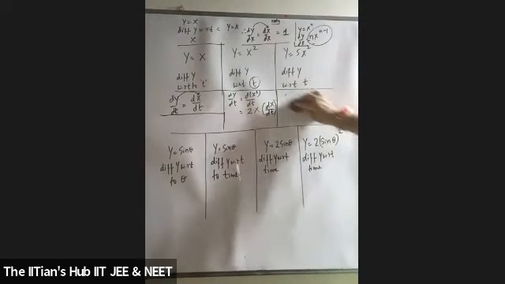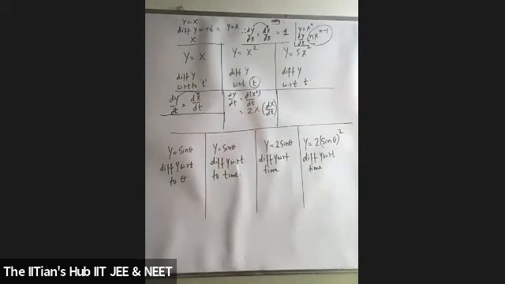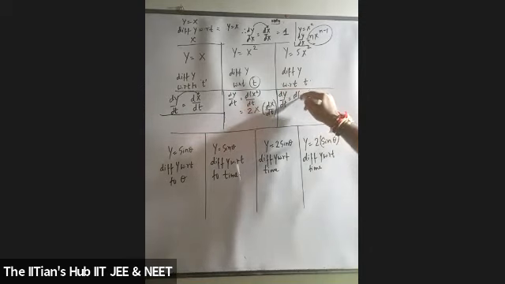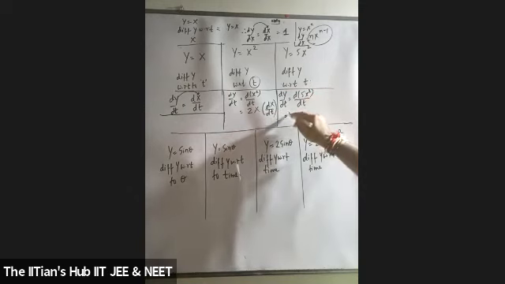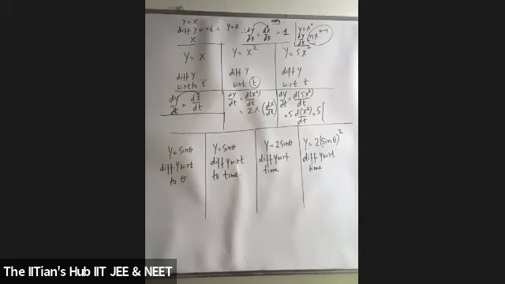Now Gauri, please go for the next one, the third one. Yes, sir. That would be dy by dt is equal to d by dt of 5x square, which is 5, will take it out because it's a constant, into 2x into dx by dt. So the final answer would be 10x dx by dt. Absolutely correct.